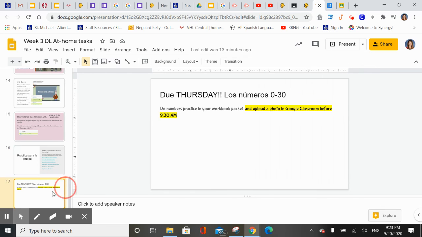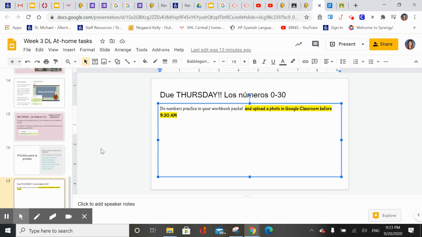Remember, due Thursday, you have two things. You need to have your numbers practice. This is the page. I need to put this down. It's numbers practice page 9 in your workbook packet. That's going to be due from your workbook packet. Please upload a photo of that in Google Classroom before 9:30 a.m.